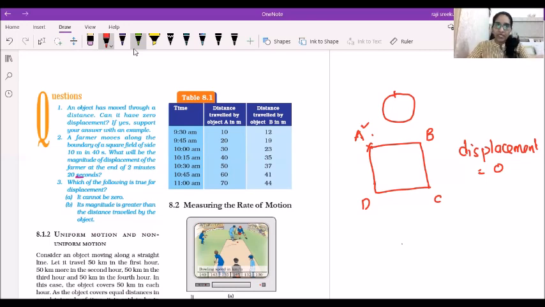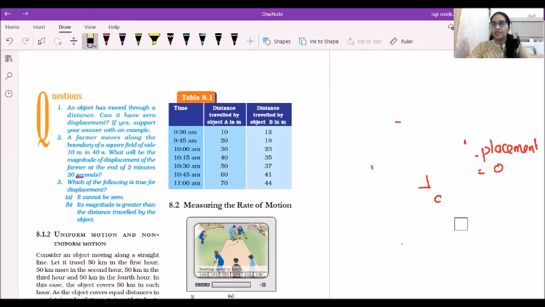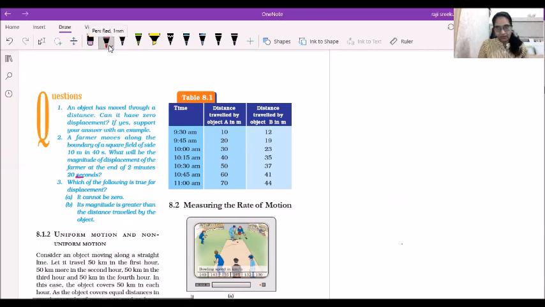Now let's move to the second question. A farmer moves along the boundary of a square field of side 10 meter in 40 seconds. Okay, so that's the example given over here. So it's a square field, and the length of the side is given, as in the case of the previous example. So this is a square field like this. A, B, C, D.